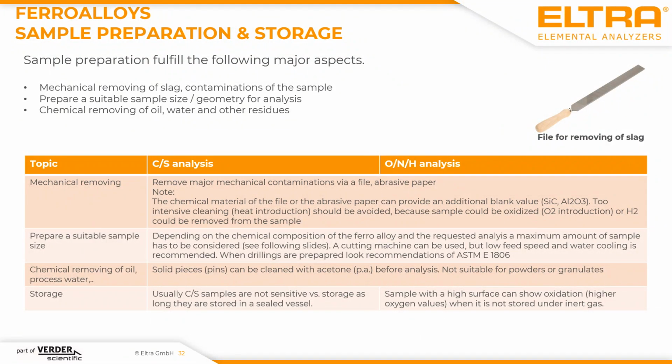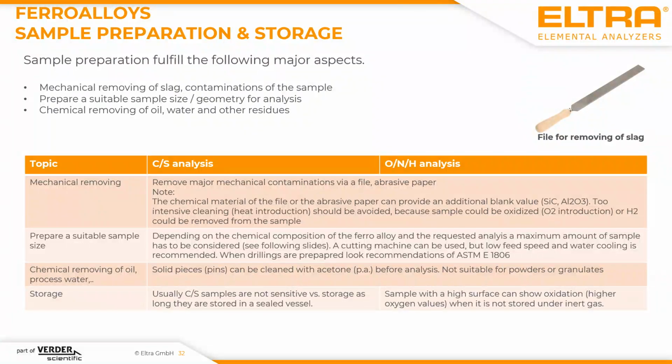Regarding the mechanical removing, you have to consider that your abrasive paper or your file maybe contains an element you would like to analyze, which does mean, for example, when you have a silicon carbide paper and you clean your sample with silicon carbide paper, then you introduce additional carbide, and this is something which you don't want to analyze in the CSI. So this is the detail which is always important when you prepare your sample.